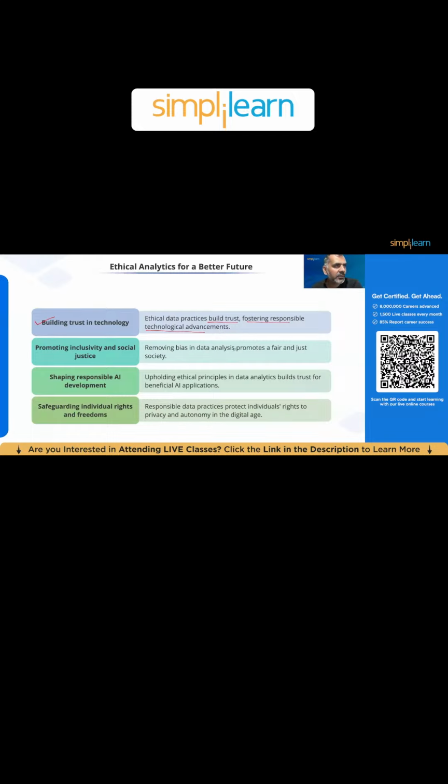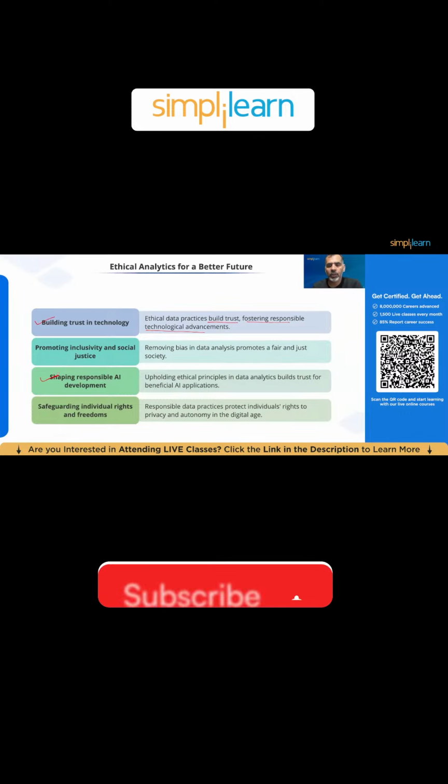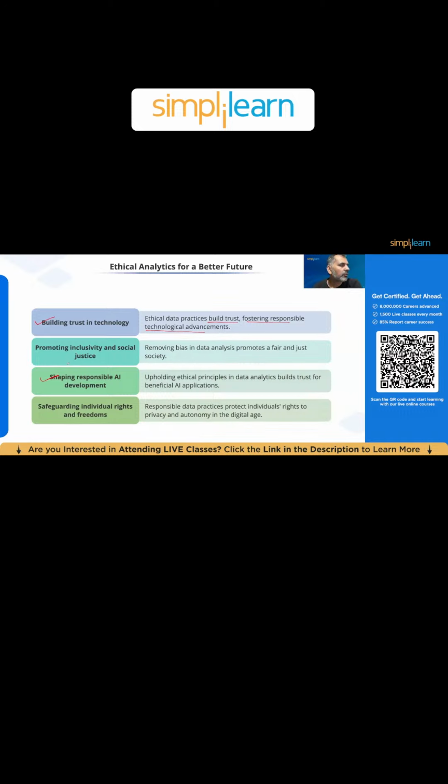So when you remove biases in the data analytics process, that introduces fairness, and that is good for society. Shaping responsible AI development. I think this is something I have already explained to you. When you introduce fair data in the model training, your model will give you fair judgment. If you introduce bias in the data, your model becomes biased to a particular category, which is not good for society. So when we talk about introducing data ethics in the data analytics process, especially in developing models, it will help you to shape responsible AI development.